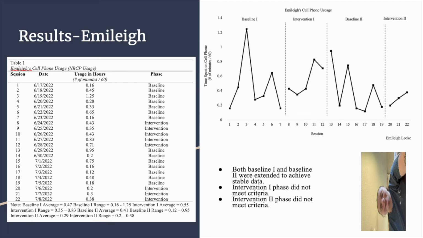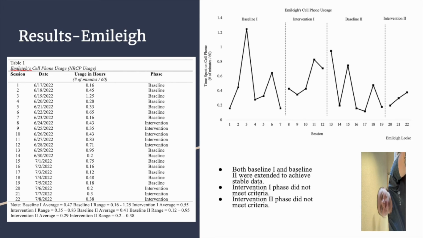The first intervention phase had an average of 0.55 and a range of 0.35 to 0.83. The first intervention phase did not meet the criteria of remaining under 50% of baseline data. Therefore, as part of the group contingency, free cell phone usage time was not given nor earned. This is when the second baseline data collection began. The second baseline phase was also extended in an effort to achieve more stable data. The second baseline average was 0.41 and the range was 0.12 to 0.95. Which again is a rather large range for this set of data.